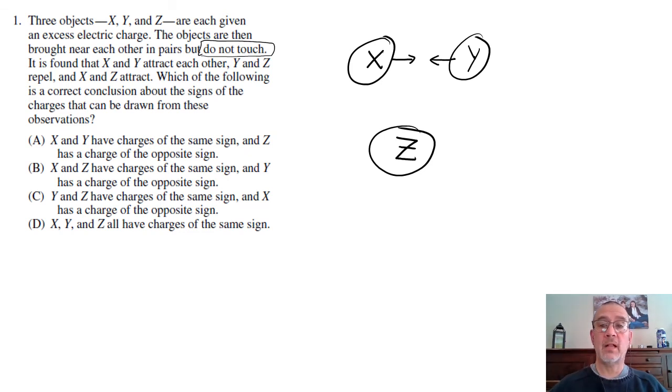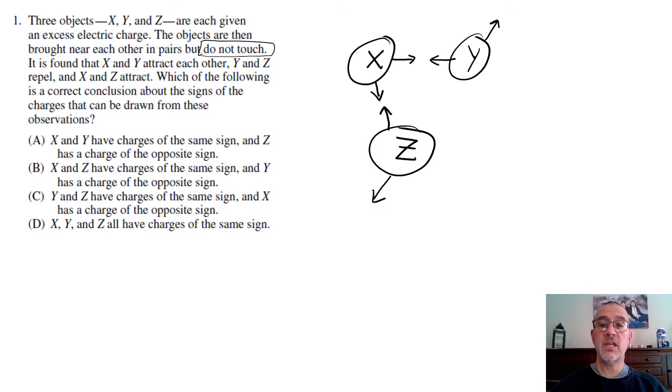Y and Z repel, so that means between Y and Z, there's a force on Y away from Z and a force on Z away from Y. And then X and Z attract. So Z is attracted to X and X is attracted to Z. And it's asking which is the correct conclusion about the signs of the charges that can be drawn from these observations.